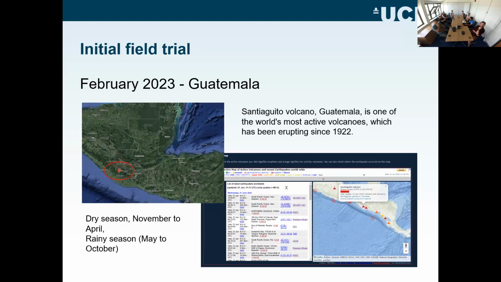Guatemala's climate is not defined by northern hemisphere seasons, but by dry and rainy season. The dry season is about from November to April. So that's a period where you really want to deploy your radar and get some data. After that, it starts raining. It just becomes impractical.